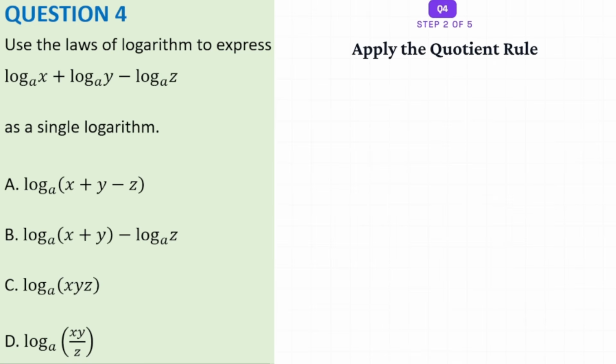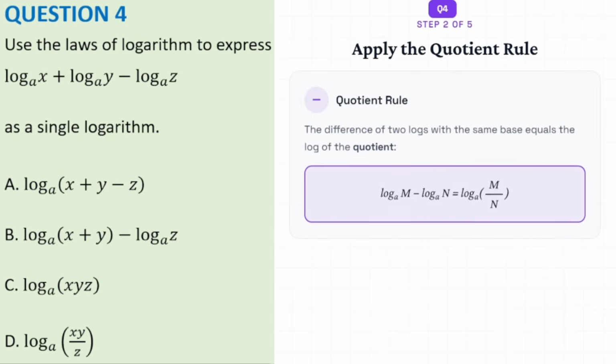Step 2. Applying the quotient rule. The quotient rule states that the difference of two logs with the same base equals the log of the quotient. In symbols, log base of m minus log base of n equals log base of m over n. Now we have log base of x y minus log base of z. Applying the quotient rule, this equals log base of x y over z.